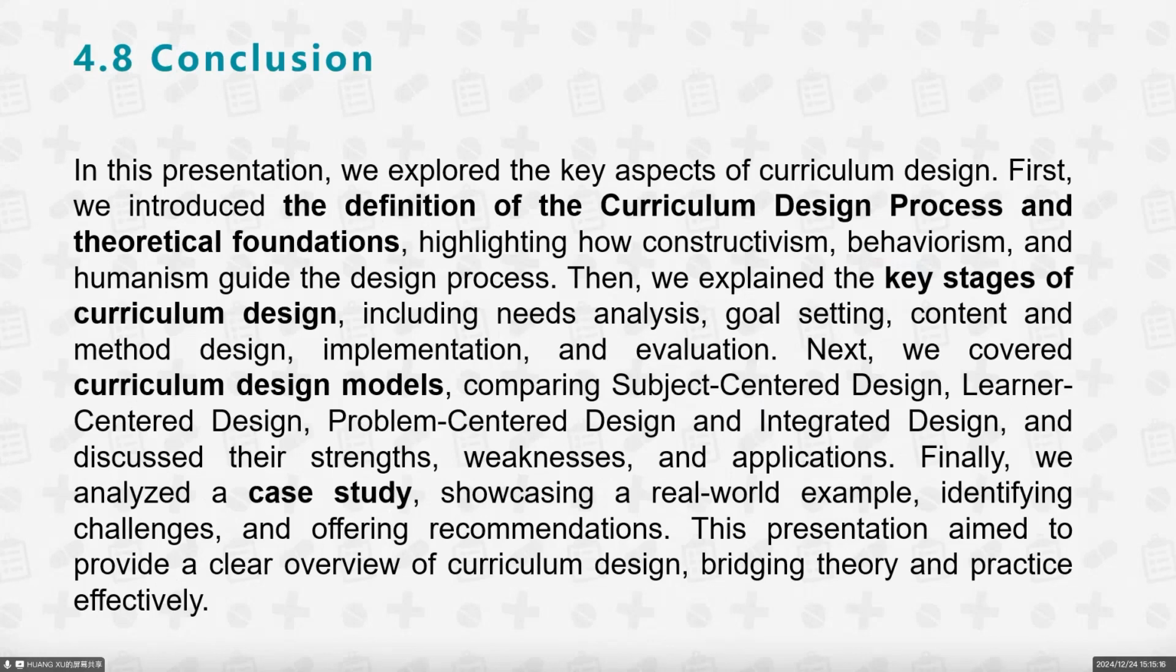Next, we covered curriculum design models, comparing subject-centered design, learner-centered design, problem-centered design, and integrated design, and discussed their strengths, weaknesses, and applications. Finally, we analyzed a case study, showcasing a real-world example, identifying challenges, and offering recommendations. This presentation aimed to provide a clear overview of curriculum design, bridging theory and practice effectively.